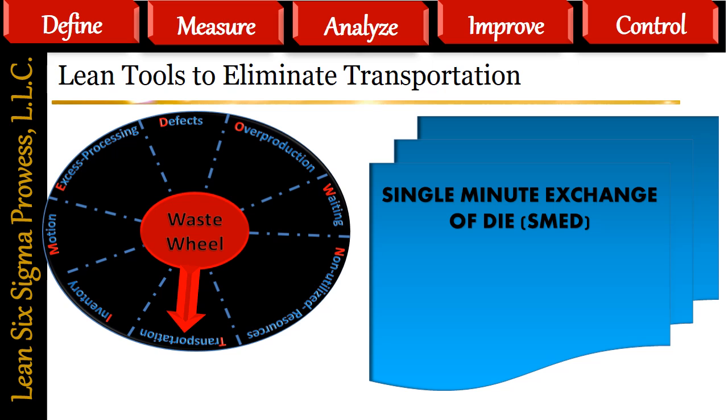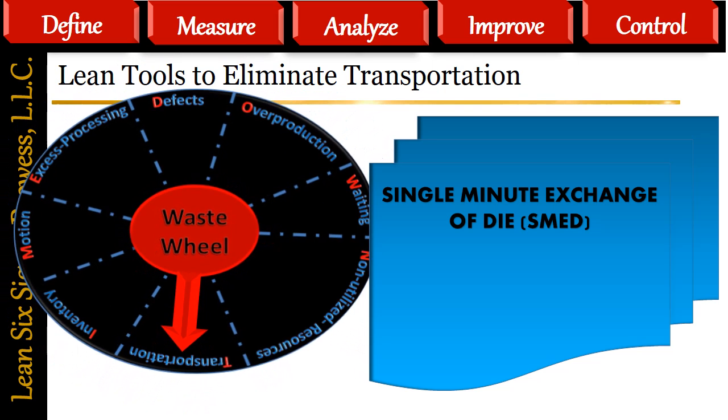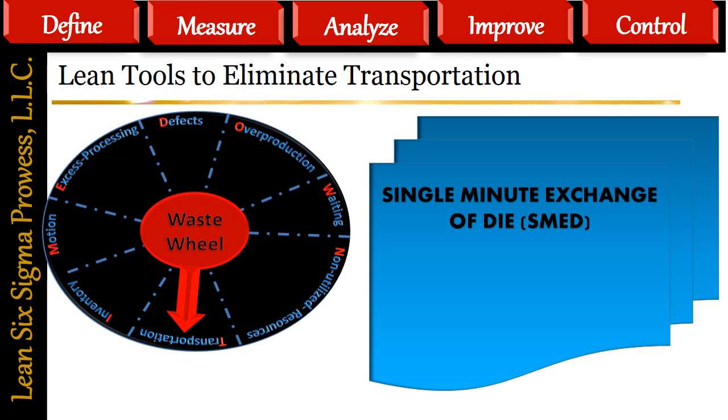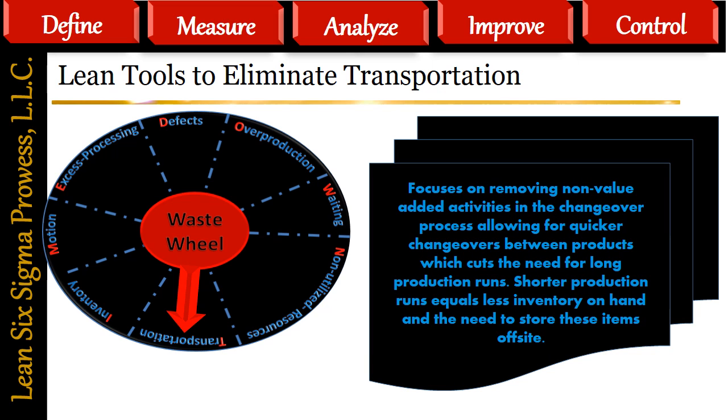A common cause of transportation is the need to store inventory off-site due to overproduction. Eliminating overproduction and the amount of inventory on hand can be accomplished by lowering inventory levels. Oftentimes, a company will have high inventory levels due to long and excessive changeovers. Single-minute exchange of dies, SMED, focuses on removing non-value-added activities in the changeover process, allowing for quicker changeovers between products, which cuts the need for long production runs. Shorter production runs equal less inventory on hand and less need to store these items off-site.